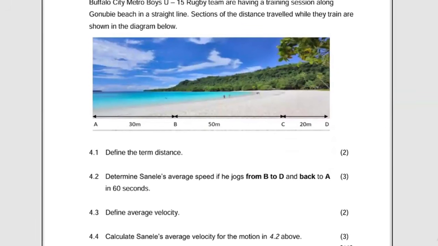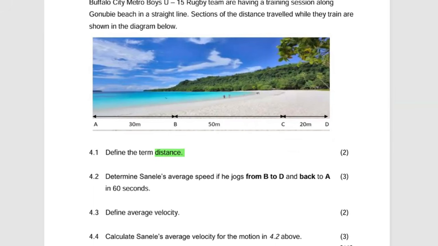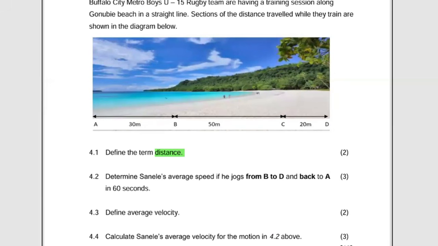So question 4, still physics there. It reads, Buffalo City Metro boys under 15 rugby team are having a training session along a beach in a straight line. Sections of the distance traveled while they train are shown in the diagram below. Then we are asked to define the term distance, right? So distance there, by definition, is the total path length traveled, right? So it's defined as the total path length traveled, like that, right? So this is how we define our distance, right?